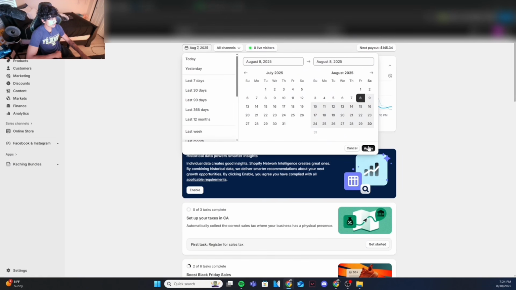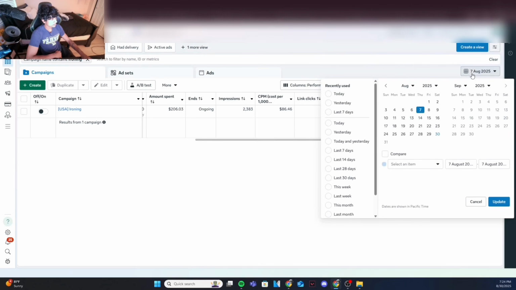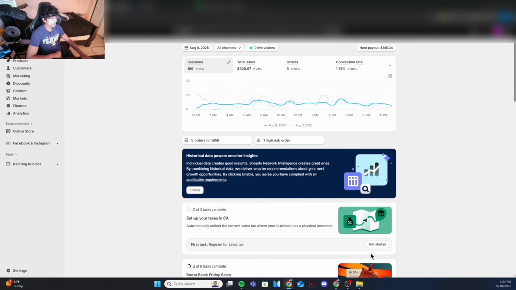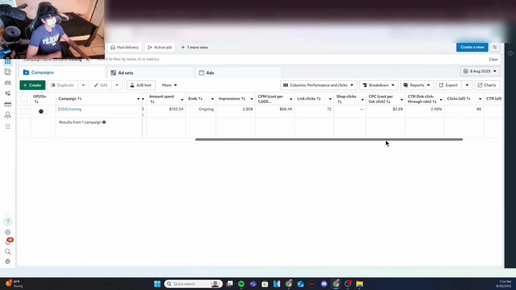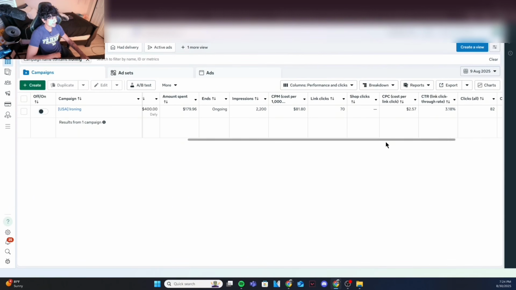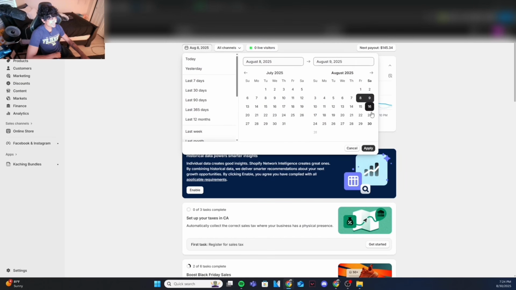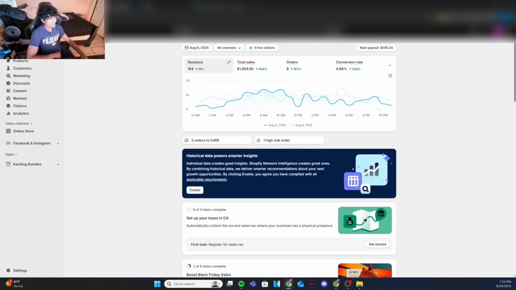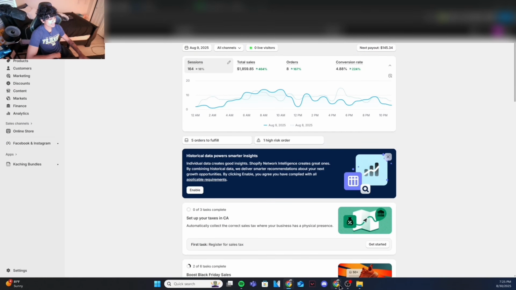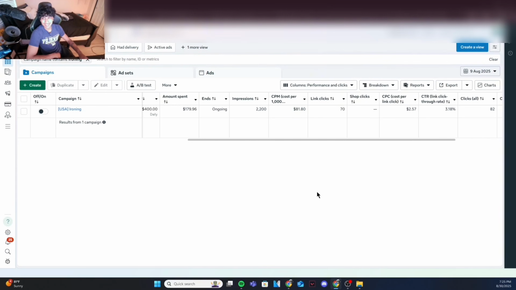Let's go to August 8th. August 8th, CPM went down, CPC, CTR still bad. $300 in sales. How much did I spend? $200 spent, kind of bad. August 9th, CPM went back up, CPC, CTR is bad. 170 spent, but this one's kind of crazy, I ain't gonna lie. 2K day. That's like, not even, bro. I think it's like a 10 ROAS.